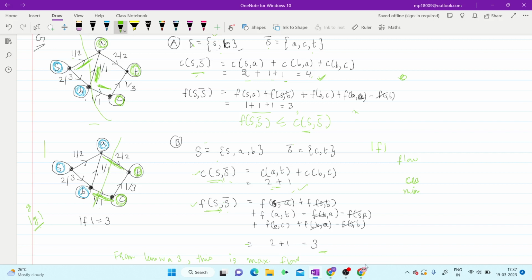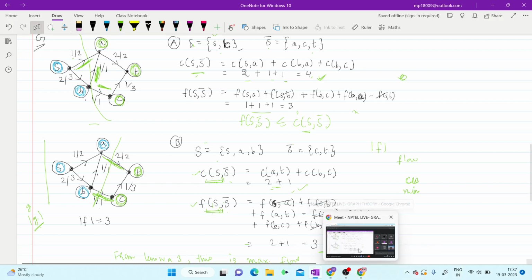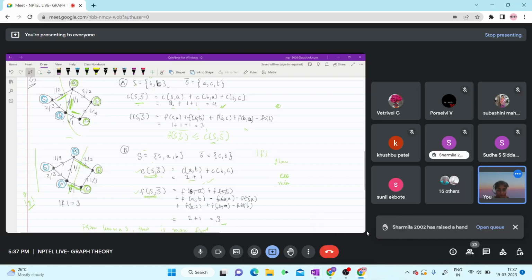So in this example, from lemma 3 we can conclude that since the capacity of this cut is coming out to be equal to the net flow, this is the maximum flow. That is, this is a function whose value is maximum. Value of flow is maximum. And this cut is the minimum cut. Yes, this cut is the minimum cut. From lemma 3 we are concluding that.